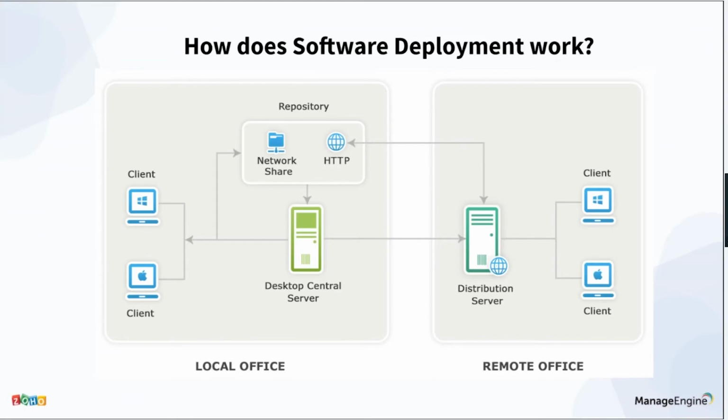So from the Desktop Central Server, you will decide what software you want and you save it in the repository, and then you deploy it to the client machines. They will fetch it from the respective repositories and get it installed.